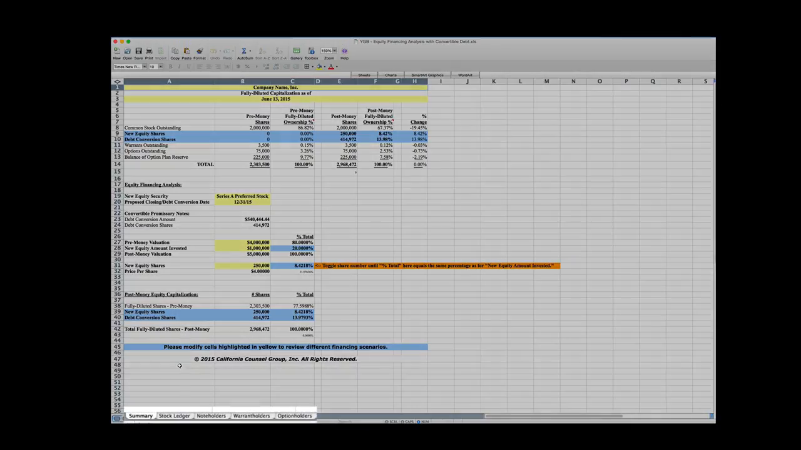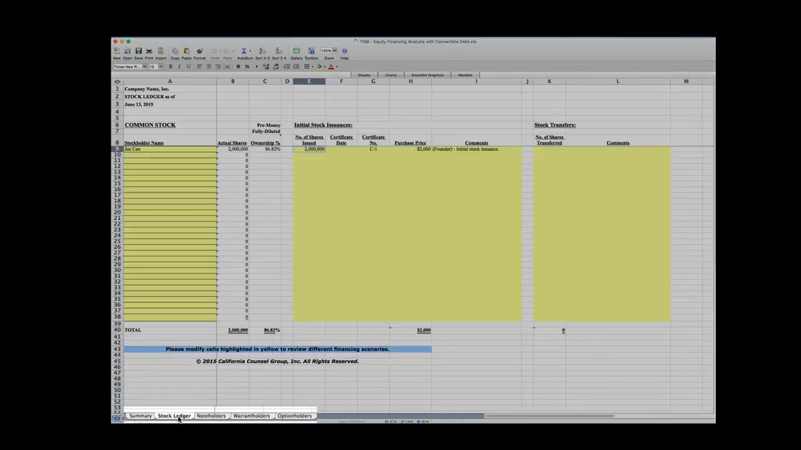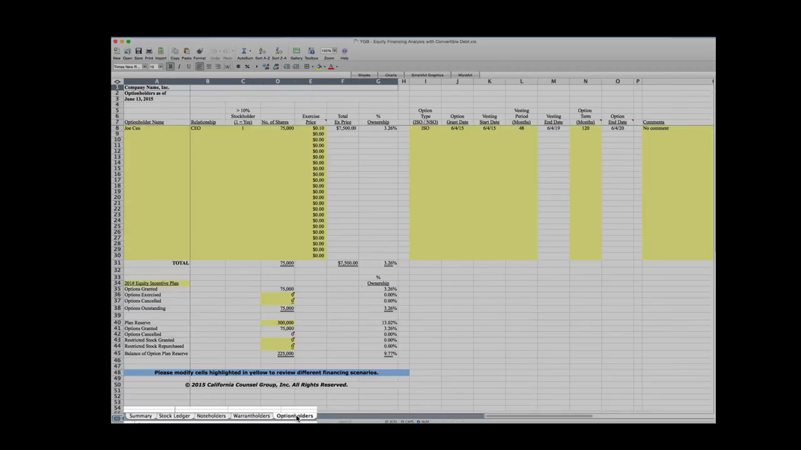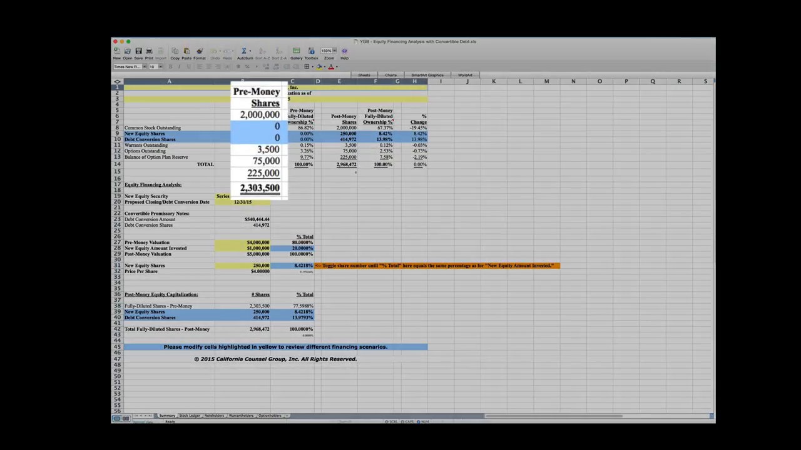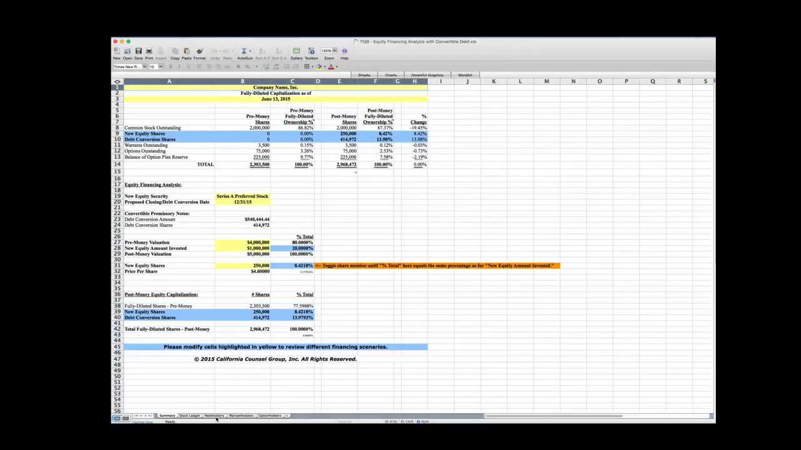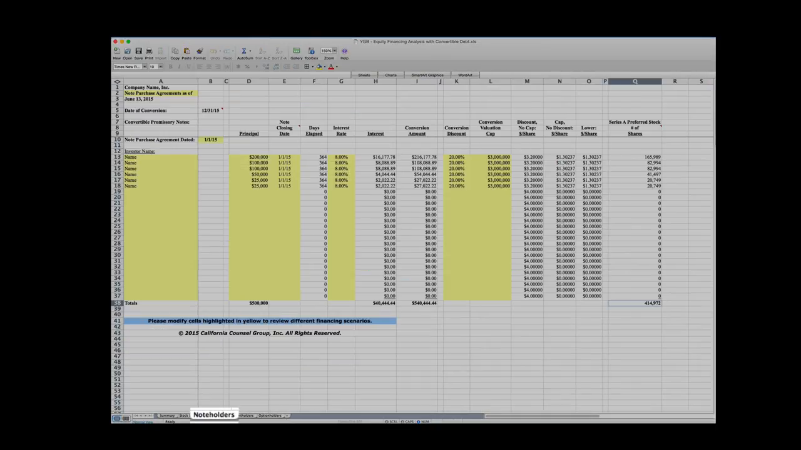So the first thing I want to show you about this model is that there's these tabs down below where you can enter in information about the common stock ownership and any warrants that are outstanding and any options that have been granted and the balance of the stock option pool. And this information flows up here and is reflected in the pre-money fully diluted equity capitalization of your company. Okay. So it pulls in the information from these various tabs and we see what the fully diluted ownership is right here.